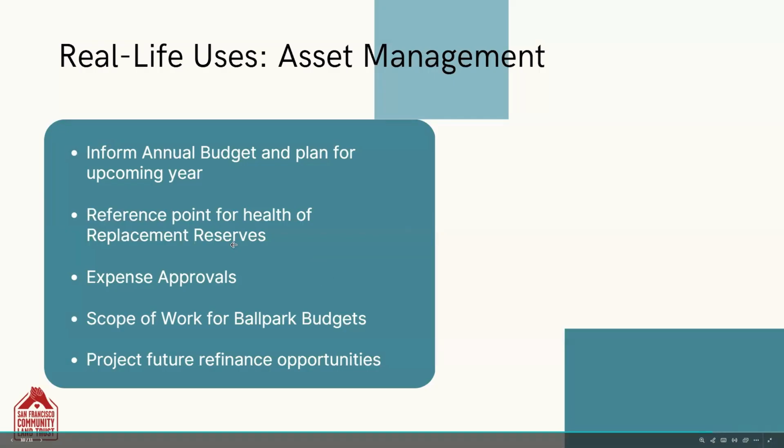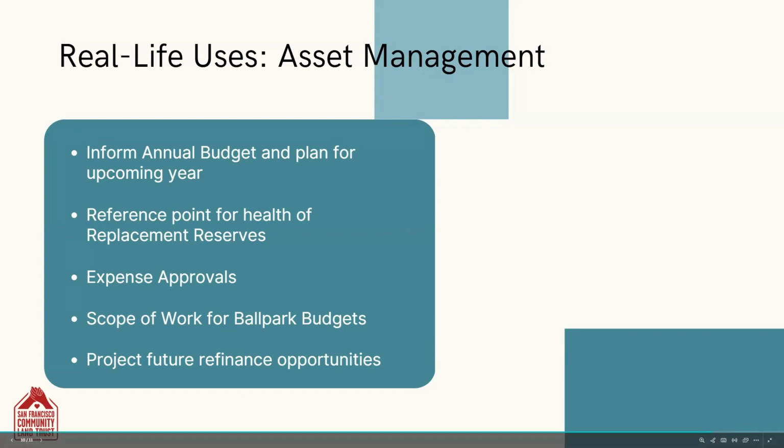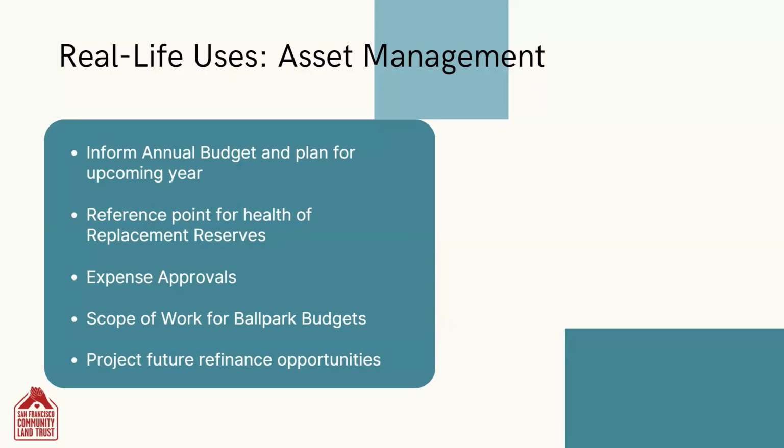The CNA can be a reference point for the health of your replacement reserves. So when you're doing your monthly, quarterly, annual financial reviews, you can check it against the funding plan to see, are we on track with the funding plan identified in the reserve study, or are we really underfunded? And then at that point, some decisions need to be made about what to prioritize in the coming years, or maybe you can look for green funds or other incentives to leverage.